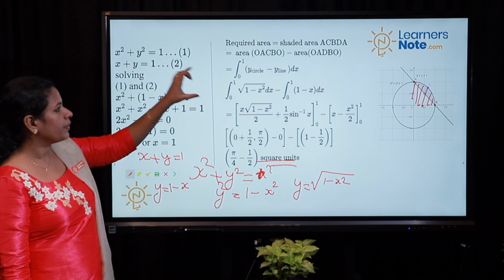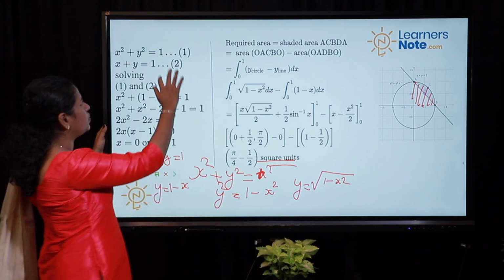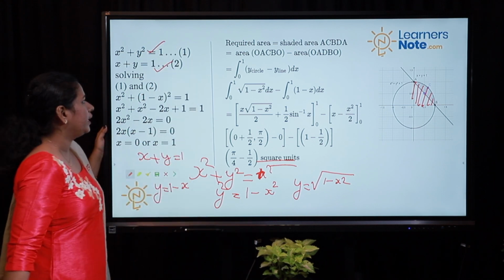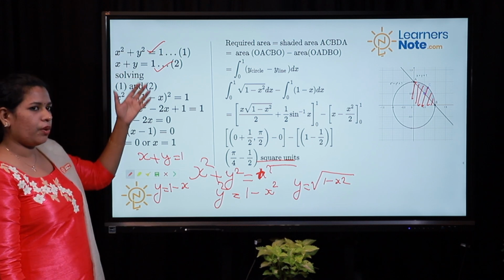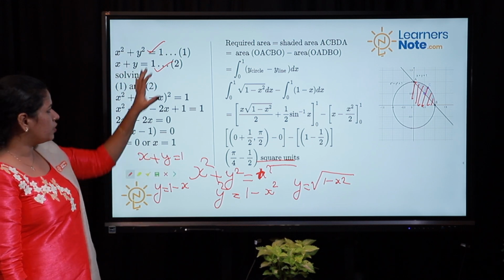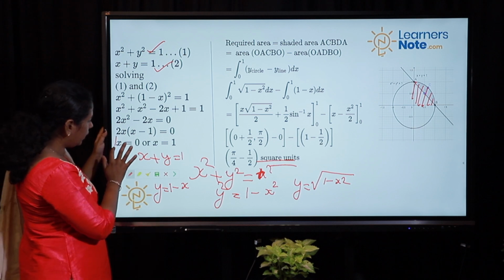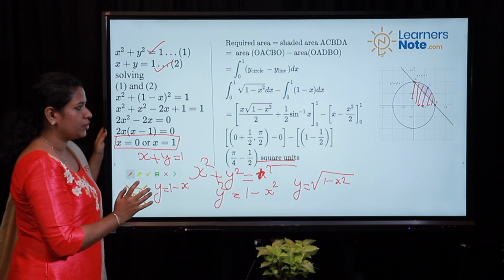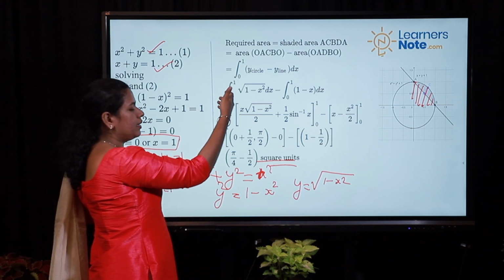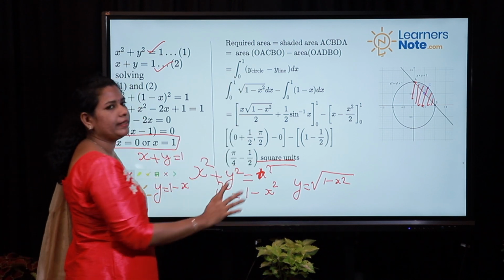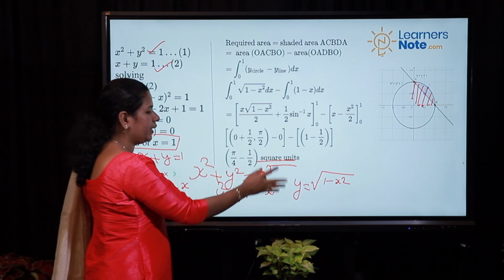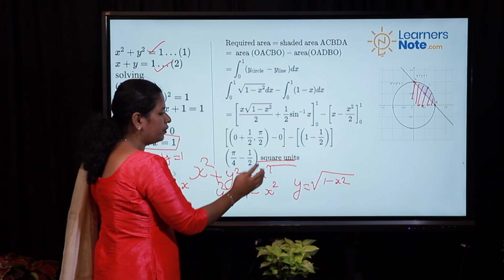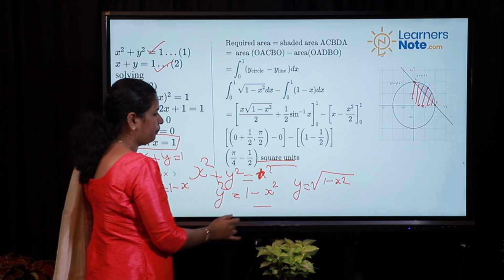For finding the point of intersection, we have to solve these two equations simultaneously. After solving these equations, all those things you have studied earlier, you get the point of intersection as x is equal to 0 and x is equal to 1. Then we can apply those as upper limit and lower limit and start integrating. Then you will get the required area, pi by 4 minus 1 by 2 square unit. That is the unit of area.